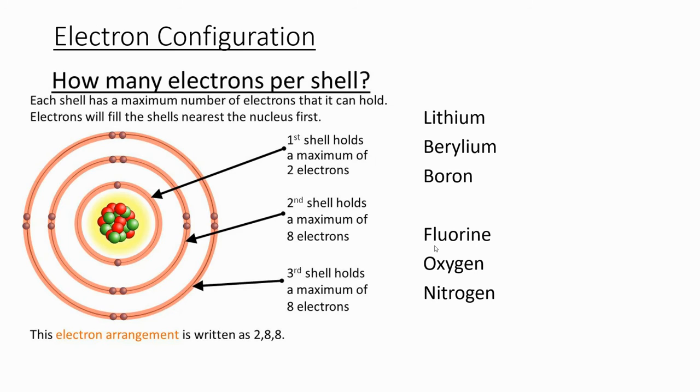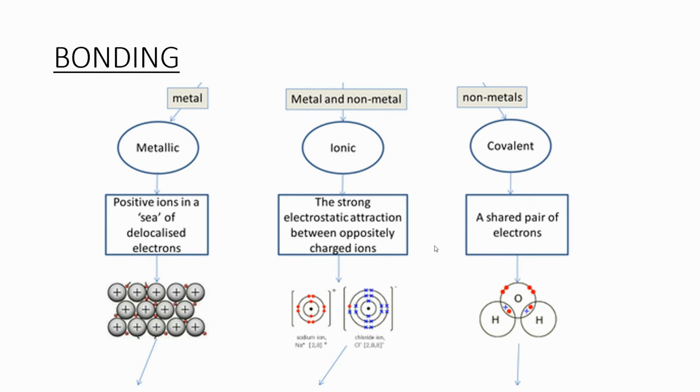And even though it's not featured on this diagram, you could have up to 18 electrons in the fourth shell. You will only need to be able to do the first 20 elements in terms of electron configuration, so that's up to calcium. So now let's start focusing on ionic bonding. The other two types of bonding include metallic and covalent. Again, these will be featured in another video.